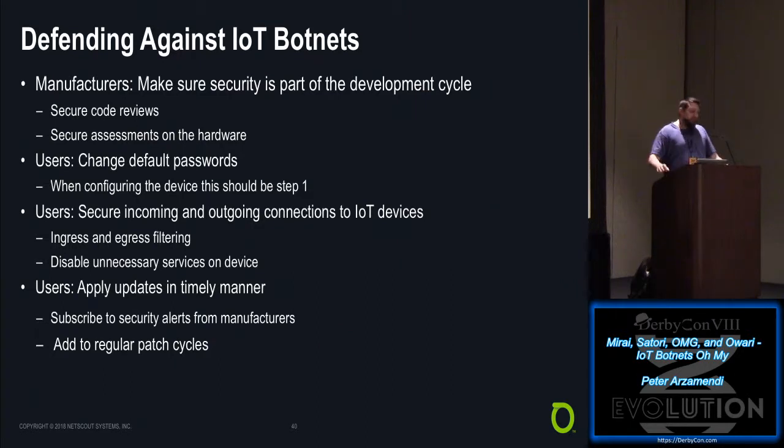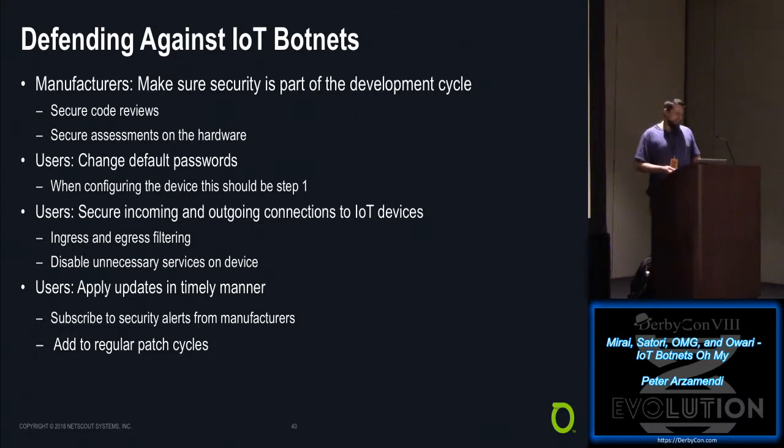Defending against IoT bots. Now, what can we do to help reduce the risk of this? From the manufacturer side, we can start doing secure code reviews and security assessments against the devices during development time, not as an afterthought or a bolt-on. Not, okay, we have the chipsets, we have all this stuff, now let's do the security review when we're locked into using the technology and the hardware.